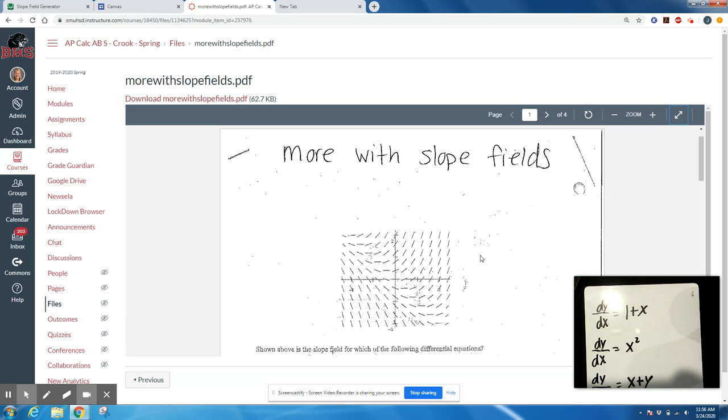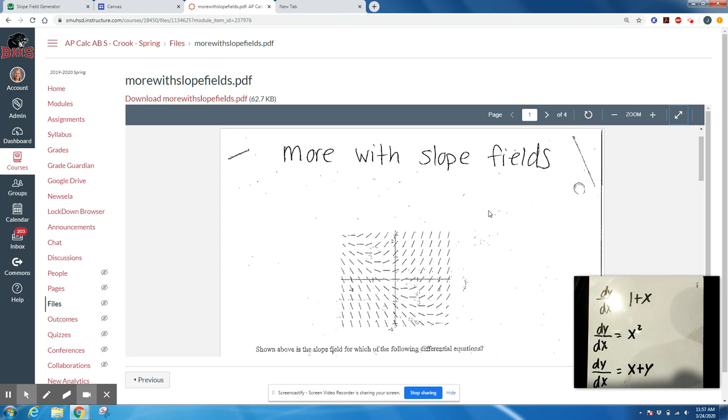Okay. Now that we know how to draw slope fields and we've had a day or two to let this percolate in our brain, we are going to step it up a notch. The assignment that I have is a Desmos matching activity, so I just want to chit chat with you a little bit about slope fields and give you some more information.